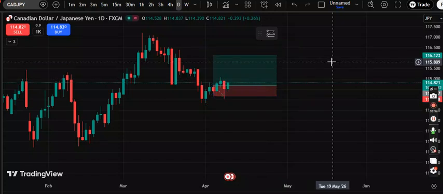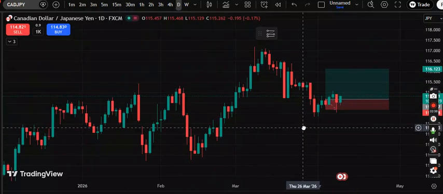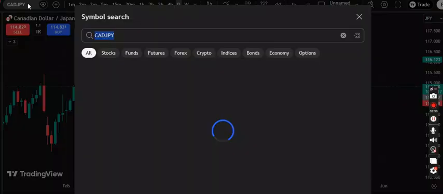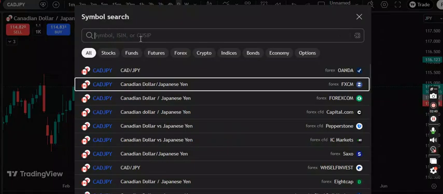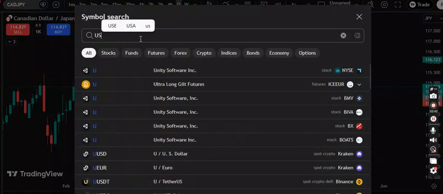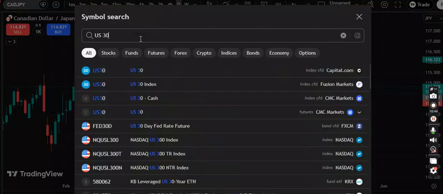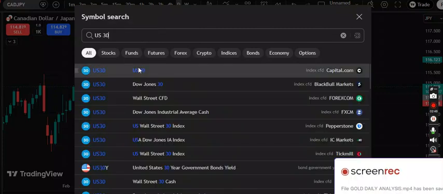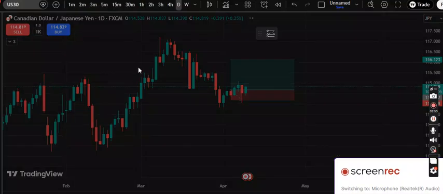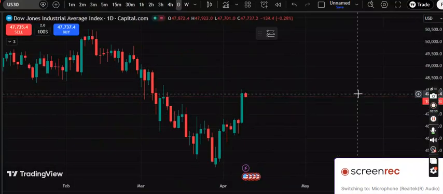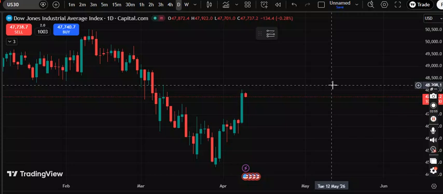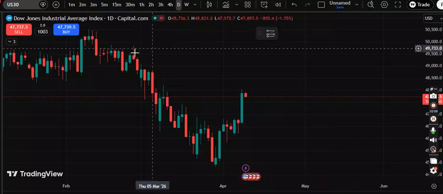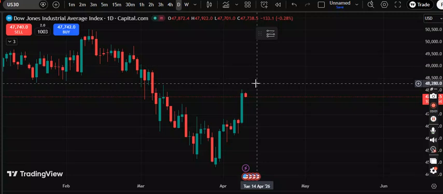Okay, so that is for Canadian dollar, and let's analyze one of the most rated currencies or indices or CFD. Wow, this is actually very nice. You can actually see some nice price movement going on at this side.